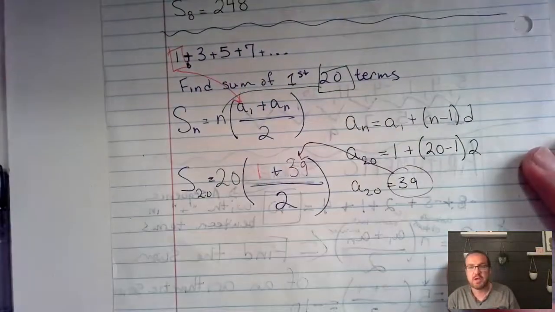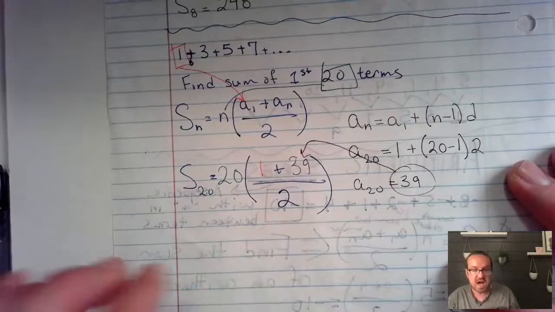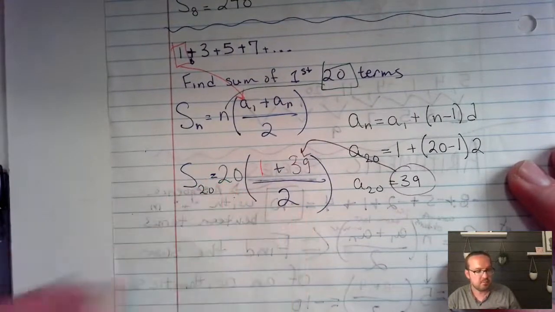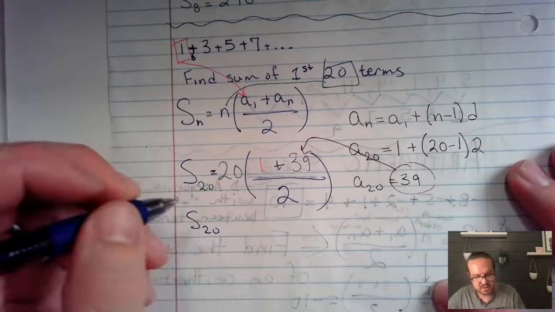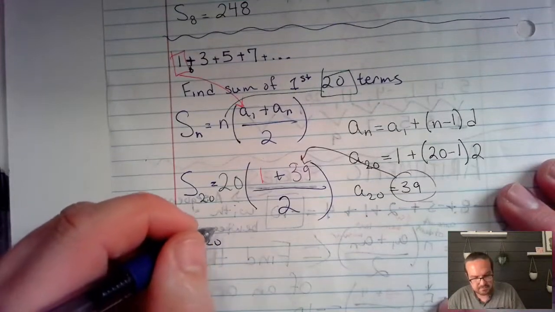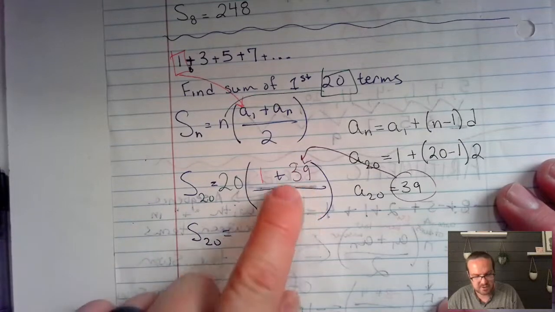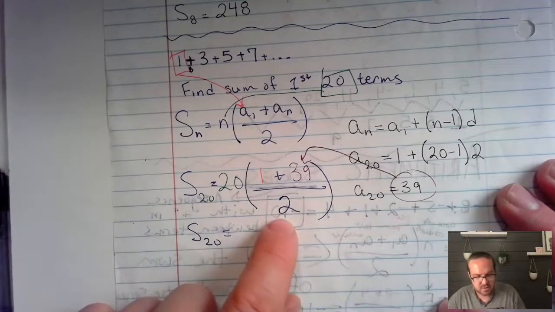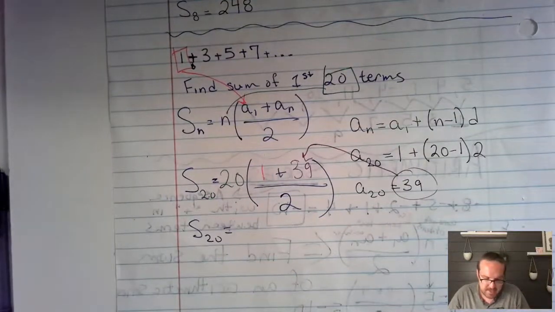So it looks like 40 divided by 2, 20. 20 times 20 looks like the sum of the first 20 terms here. Something's not right here. So 1 plus that is 40. 40 divided by 2 is 20. 20 times 20 is 400.